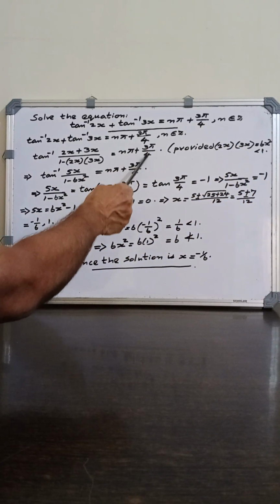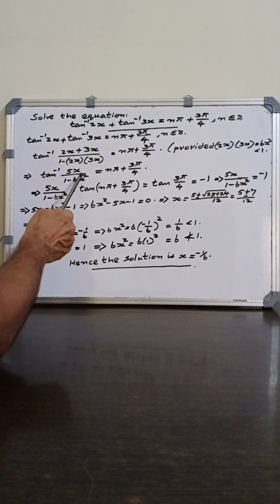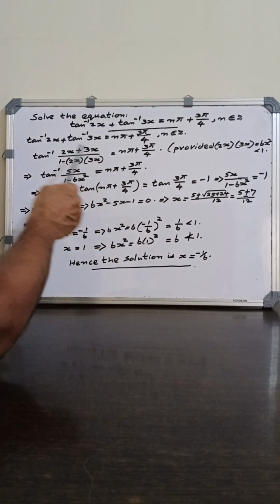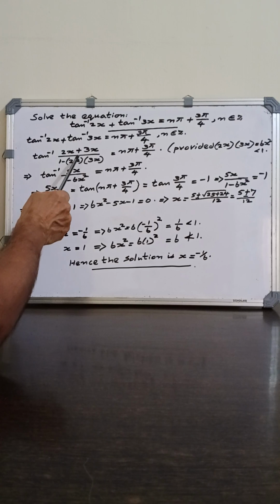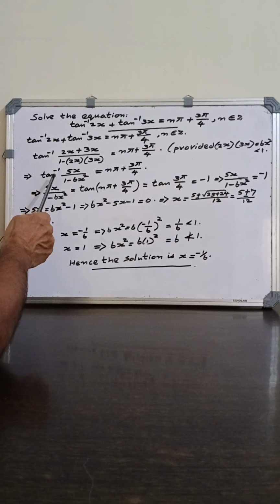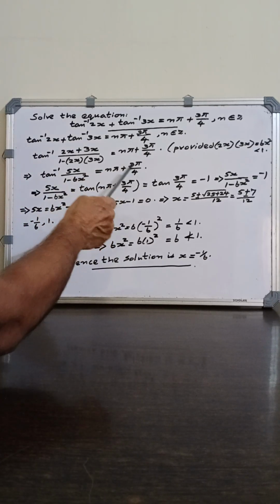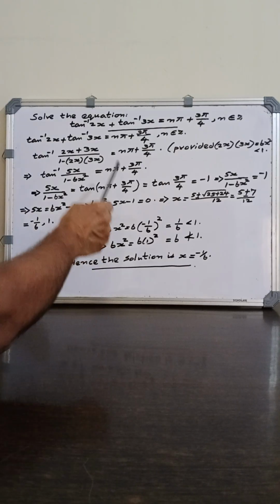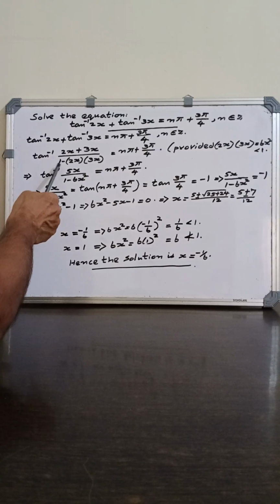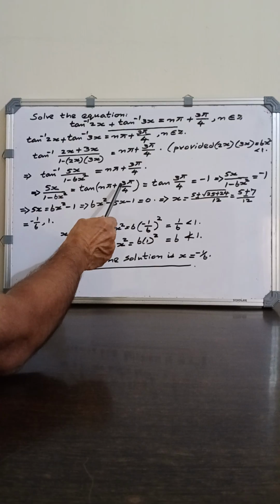Equals n pi plus 3 pi by 4. That is tan inverse 5x by 1 minus 6x squared equals n pi plus 3 pi by 4. Here, 2x plus 3x is 5x, and 2x into 3x is 6x squared, giving 1 minus 6x squared. That is 5x by 1 minus 6x squared equals tan of n pi plus 3 pi by 4, transposing the tan inverse to the other side.